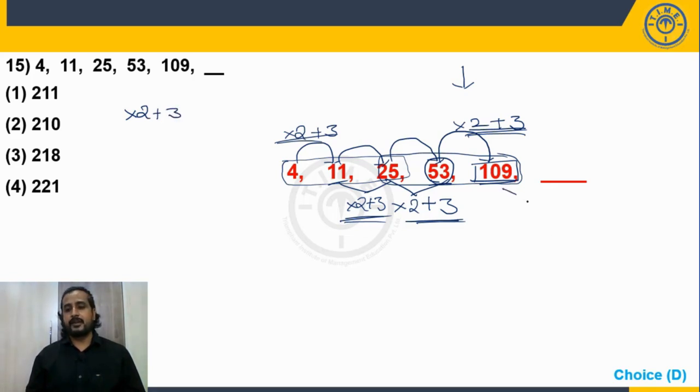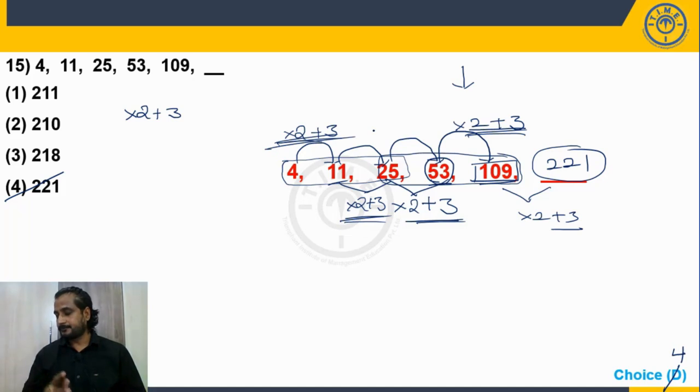So now I apply the same logic. 109 into 2 plus 3. 109 twos are 218, plus 3 is 221. Which option is it? Choice 4. Make a correction, it is not the D. Choice 4. So what is your answer? Choice 4, 221. And the logic is into 2 plus 3. Okay.